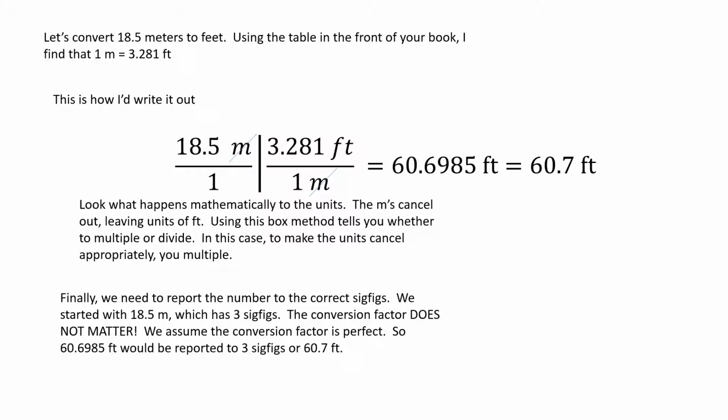So my 60.6985 feet would get reported as 60.7 feet. The conversion factor does not matter. We consider the conversion factor to be perfect, so the only thing that determines the number of sig figs is the number that you started with.